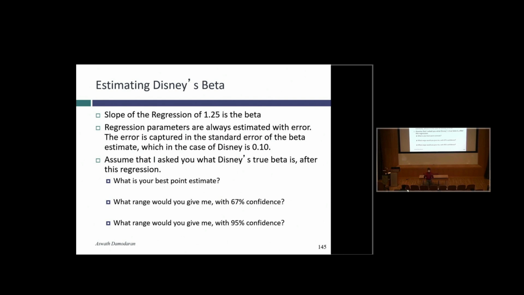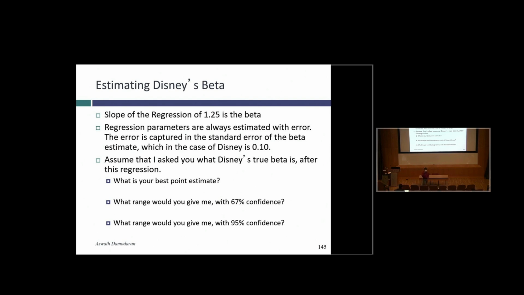What's the significance of the 67%? Plus or minus one standard error, right? 1.25 minus 0.10, 1.25 plus 0.10. My range with 67% confidence would be 1.15 to 1.35. You up that to 95% confidence, that's two standard errors. My range will go from 1.05 to 1.45. Do you see where I'm going?